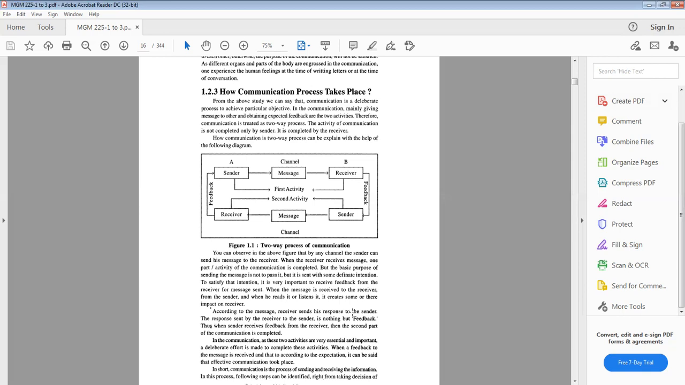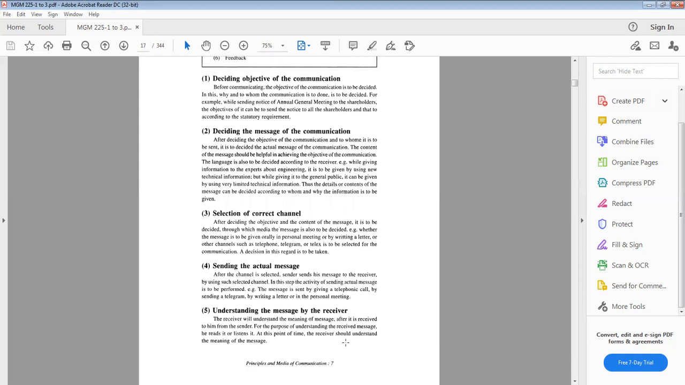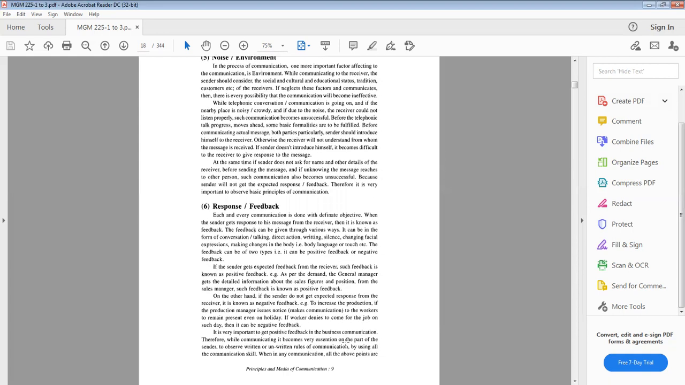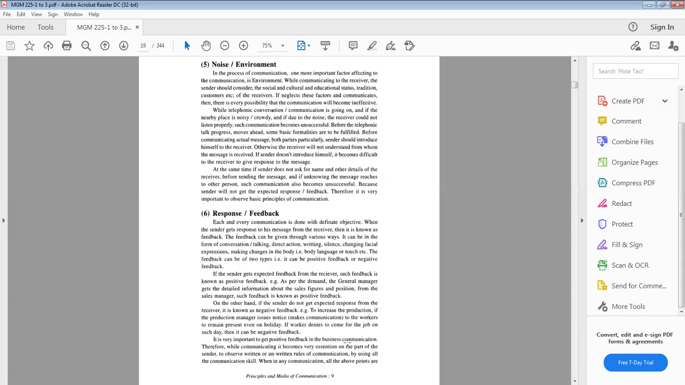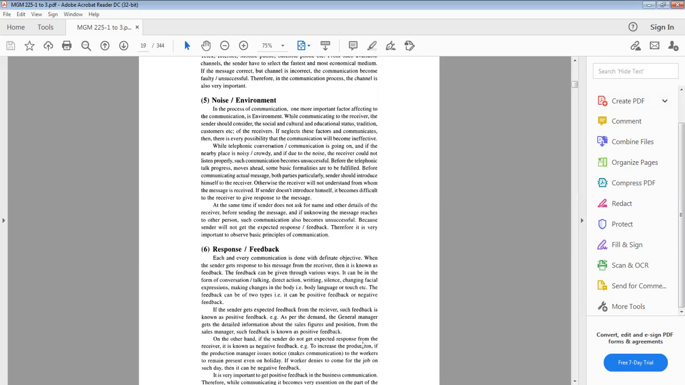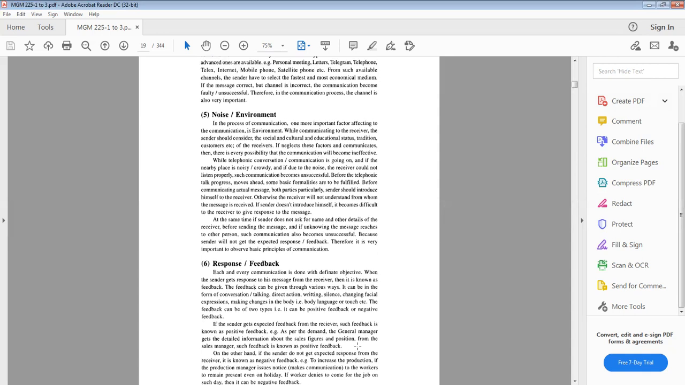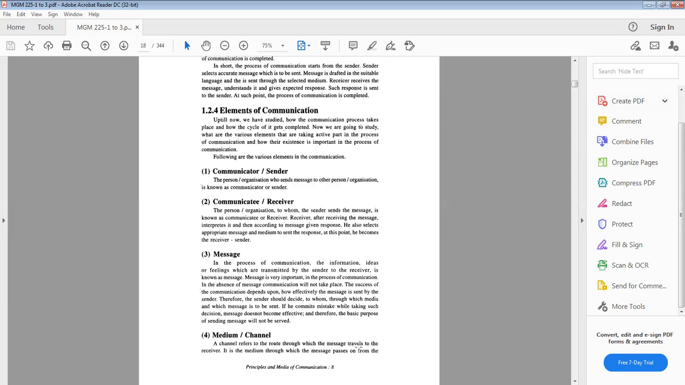Now we'll go to elements of communication. Now we are going to study what are the various elements that take an active part in the process of communication. Communicator or sender. The person or organization who sends a message to another person or organization is known as the communicator or sender. Communicatee or receiver. The person or organization to whom the sender sends the message is known as the communicatee or receiver.